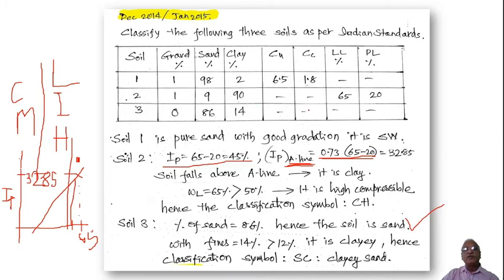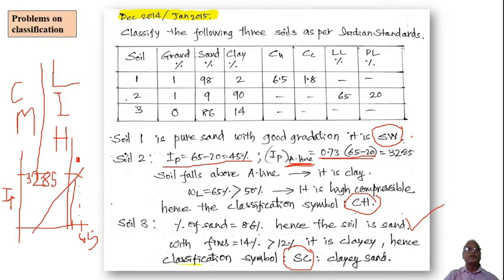And moreover, no information is given as far as CU and CC are concerned. But the clay percentage is given as 14%, so we can simply say that it is clayey sand. With percentage of fines 14%, more than 12%, it is clay. Hence, the classification symbol will be simply SC, or clayey sand. That's how you can give the classification. So in such problems, the symbols SW, CH or SC are important to be mentioned. Okay, let me go for the next one.